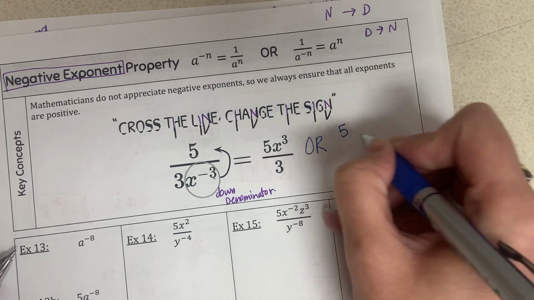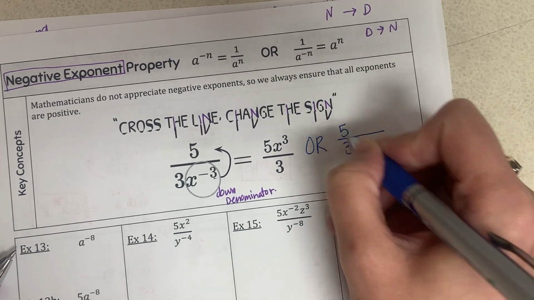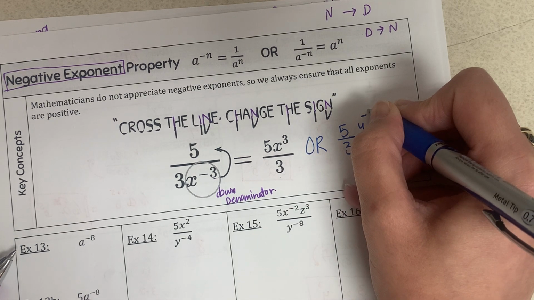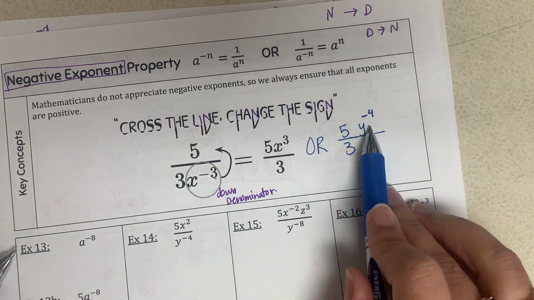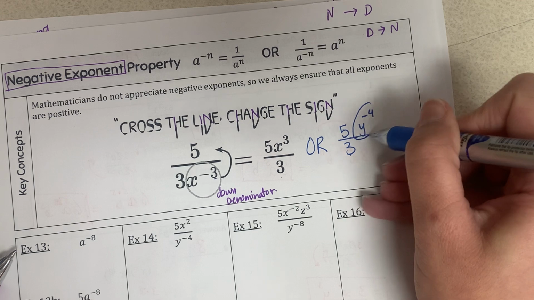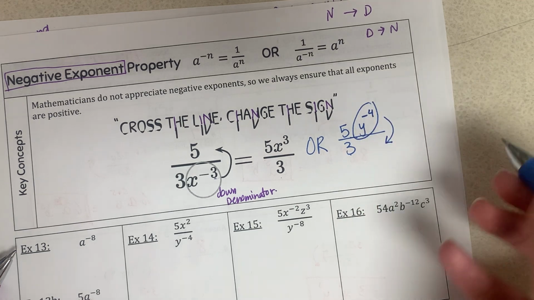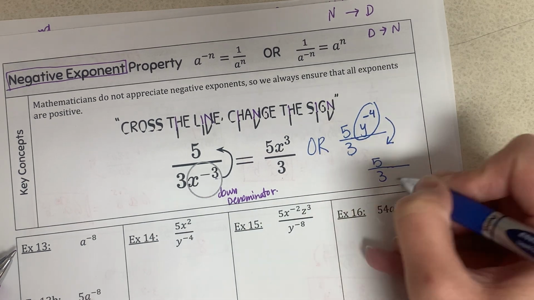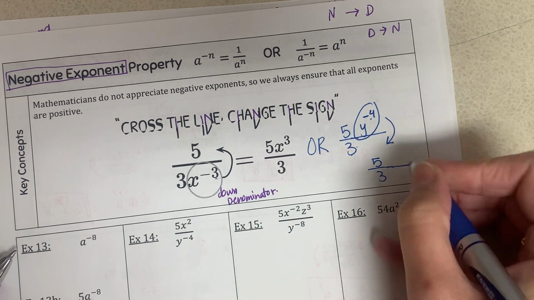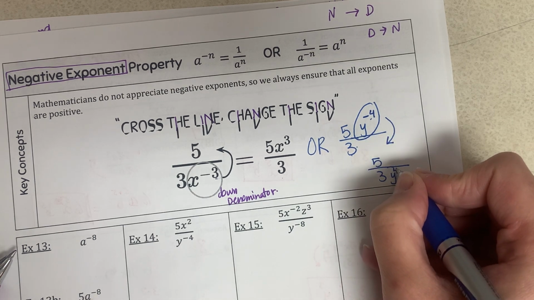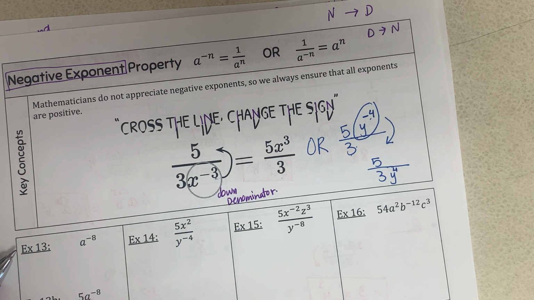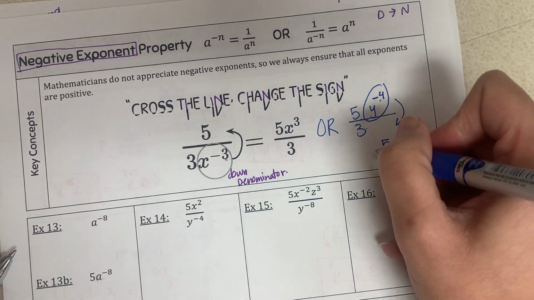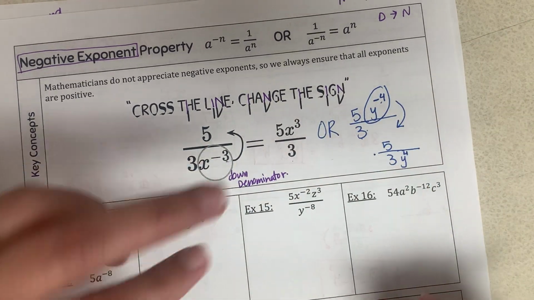If you have 5 over 3, and then you have y to the power of negative 4. So this is not how you write in algebra. This needs to go down, and I'm just gonna change the sign. So this should be 5 over 3. This numerator goes to the denominator, and it becomes y to the power of positive 4. Not negative anymore, because I changed this position. So cross the line, change the sign. So this is one of the very important things that you have to remember. How do we switch the signs?